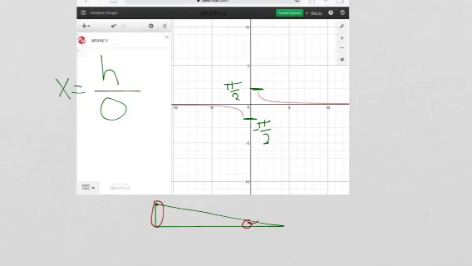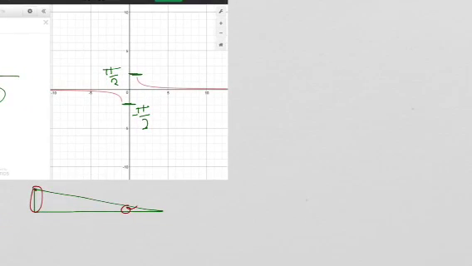And remember that the output of an inverse trig function is an angle. So the output of this function is an angle. What's happening is the angle is getting smaller and smaller and smaller. If we draw another picture, where this time the hypotenuse is even bigger compared to the opposite.